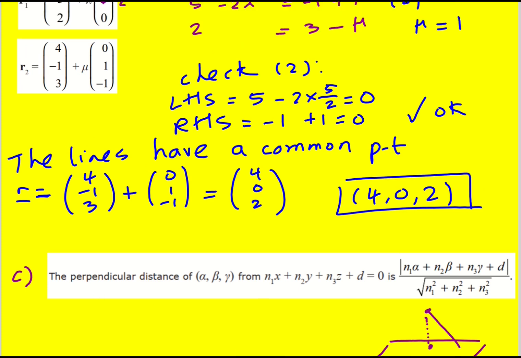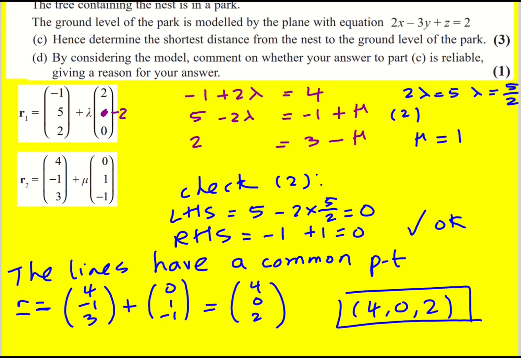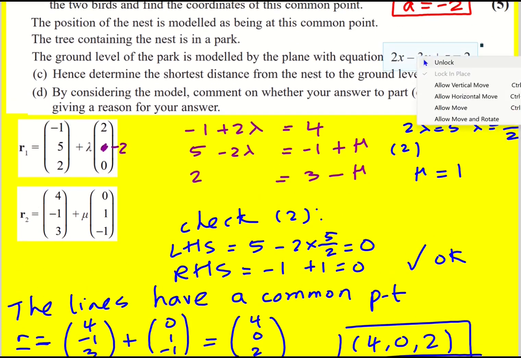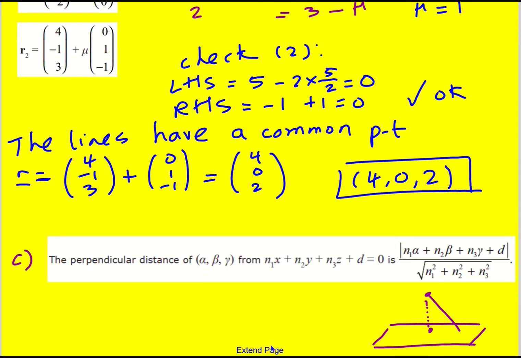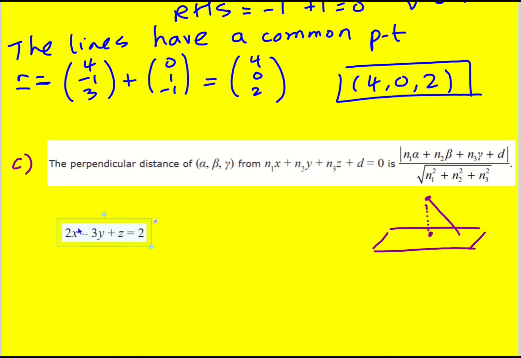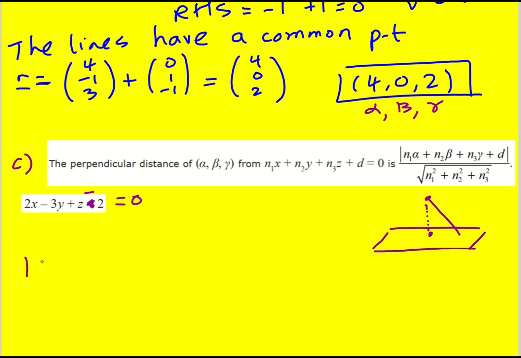So, right, we've got to get our equation in the right form. It's nearly in the right form, but not quite. I just need to minus 2 and set it equal to 0 so that d is actually minus 2 rather than 2. And we've got our alpha, beta, gamma here. Okay, so let's work it out. We've got everything we need.